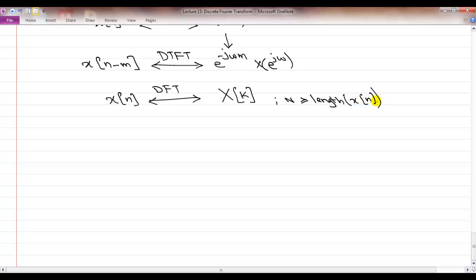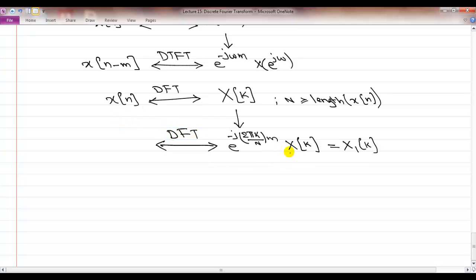In particular, n could be exactly equal to the length of x of n, and now I change my coefficients by multiplying them with some sort of a phase shift of this nature, e to the j 2 pi k over n times m, x of k. Let's call these coefficients x1k. The question is, if I multiply my DFT coefficients with this phase shift, e to the minus j 2 pi k over n times m, what does that mean in terms of the sequence?